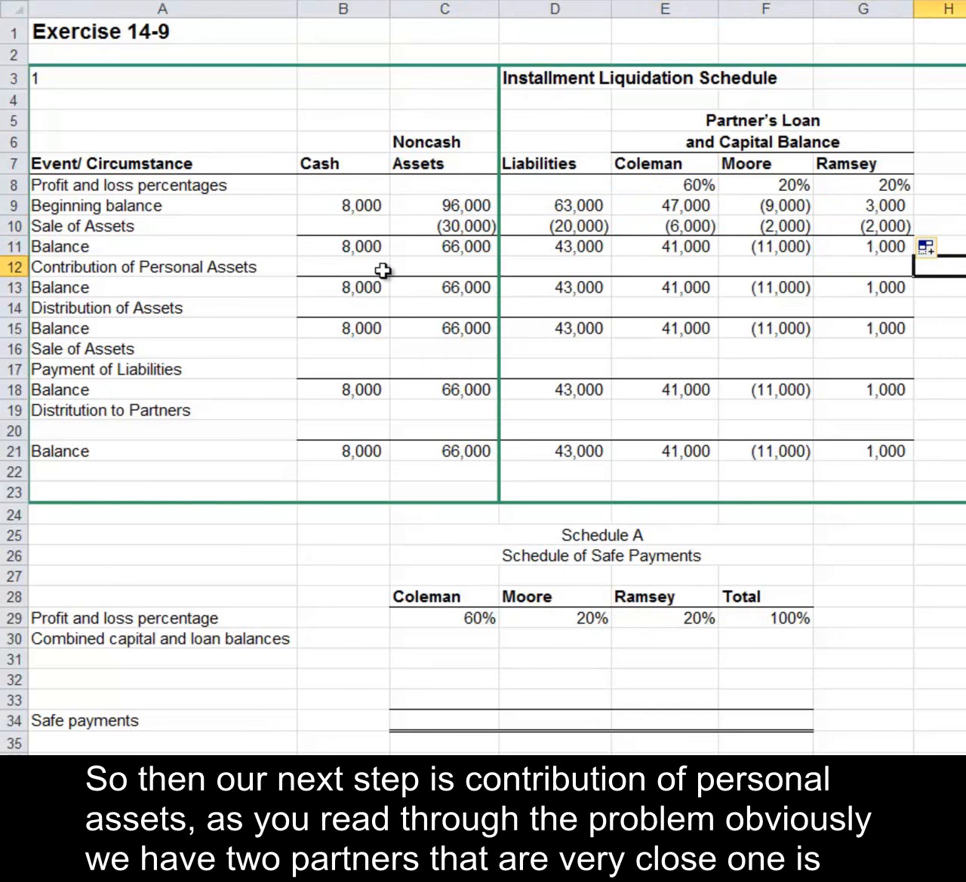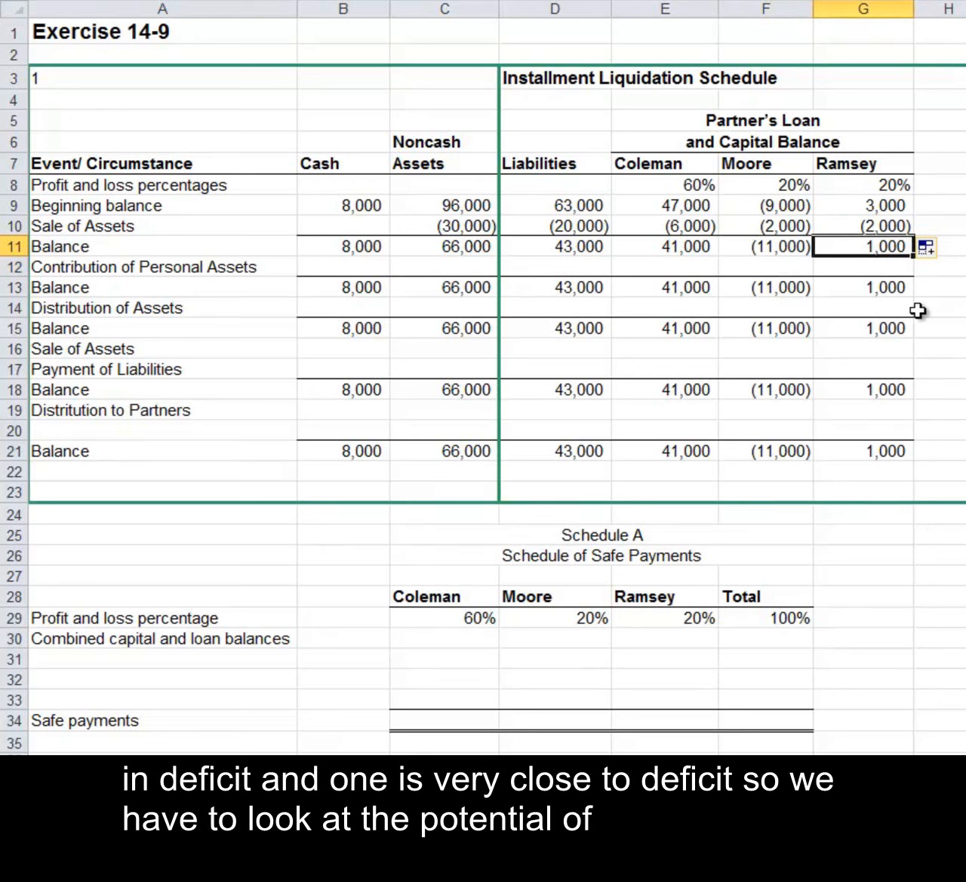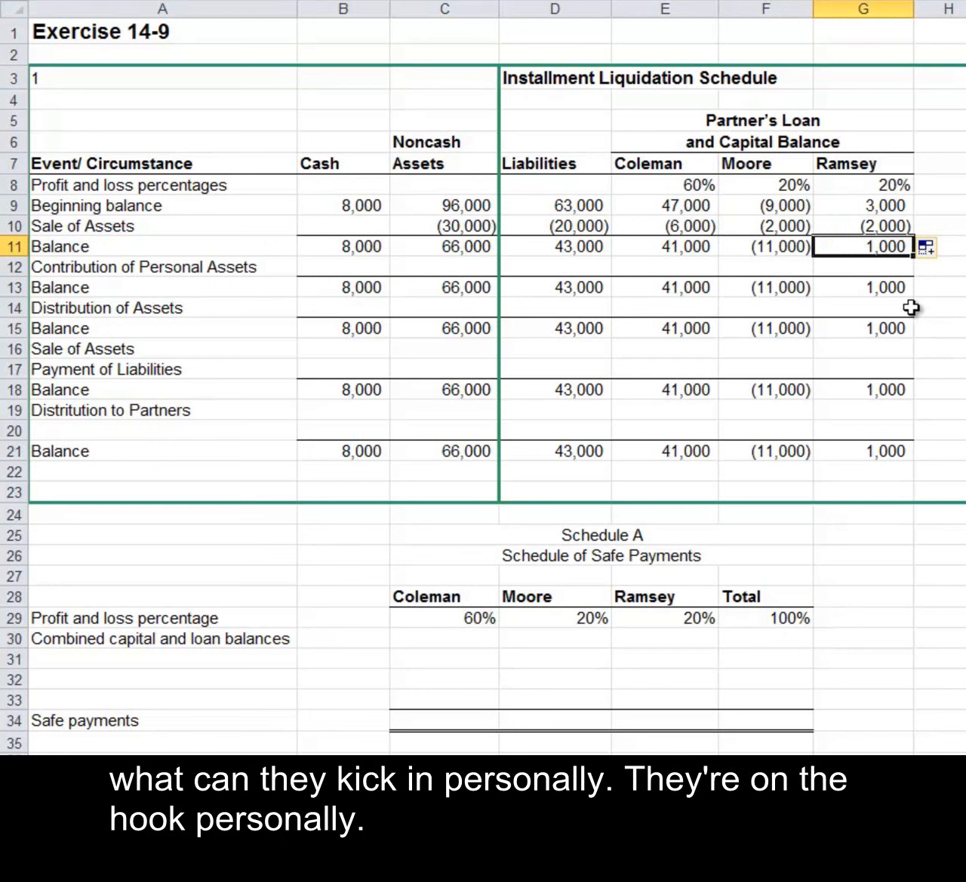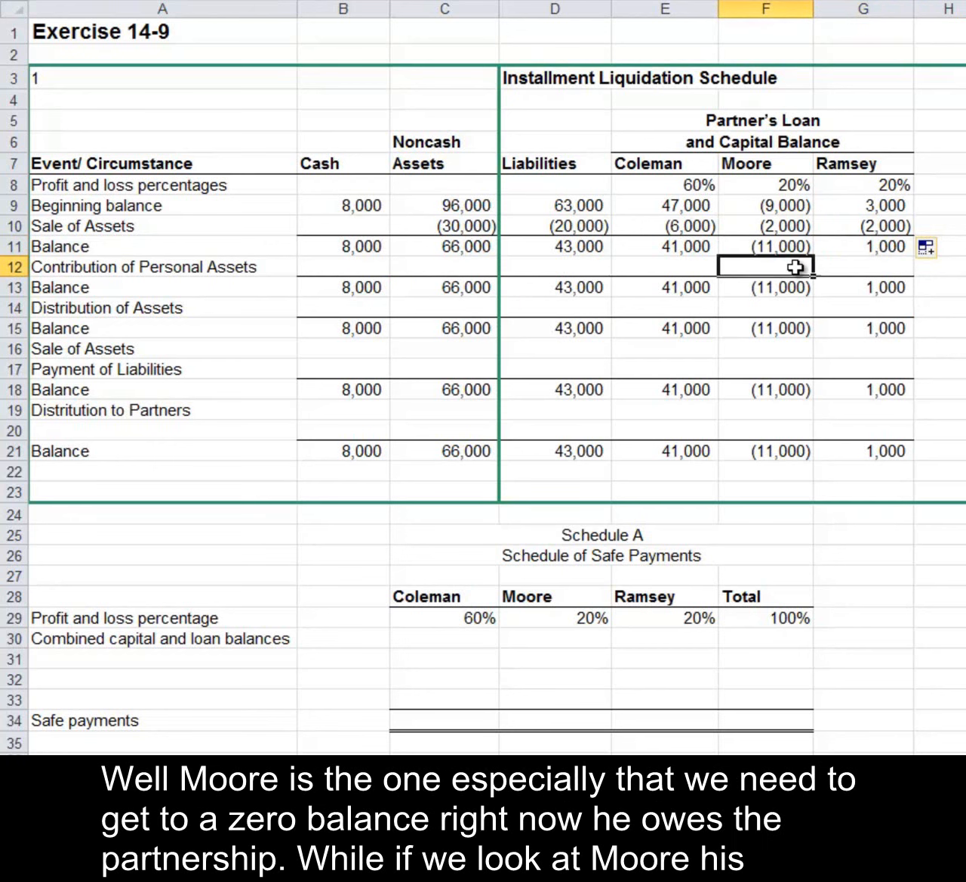So then our next step is contribution of personal assets. As you read in the problem, obviously we have two partners that are very close. One is in deficit and one is very close to deficit. So we have to look at the potential of what they can kick in personally. They're on the hook personally. Well, Moore is the one especially that we need to get to a zero balance.